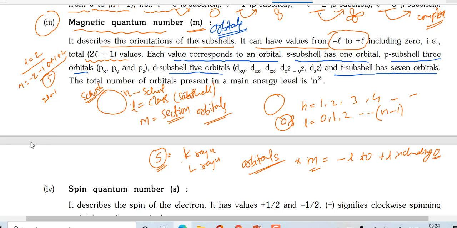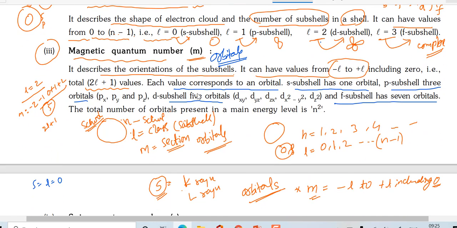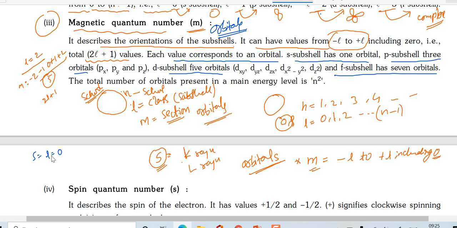Suppose S orbital is there. What is the L value of the S orbital? 0. You can see in the azimuthal quantum number, it was given L equal to 0 means what? Subshell S. So here L equal to 0, what are the m values for the S orbital? m values are minus 0, 0, plus 0. These all are nothing but 0 only. That's why only 1 orbital is there in the S subshell.